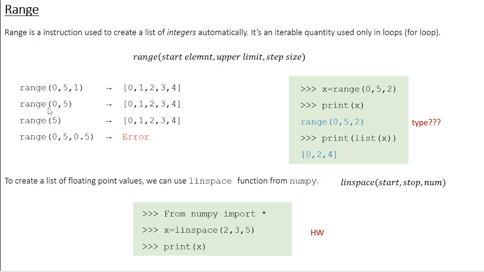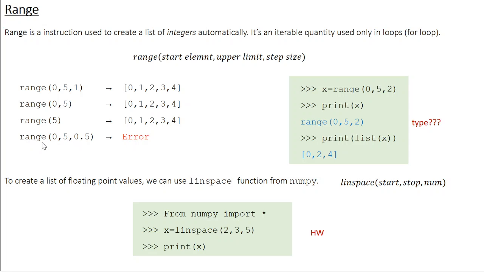And if you don't specify the start element, if you only mention the upper limit, by default, the start element is 0, and by default, the step size is 1. So once again, you get the list 0, 1, 2, 3, 4.